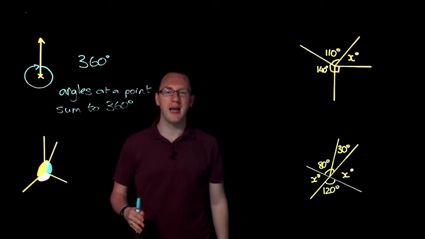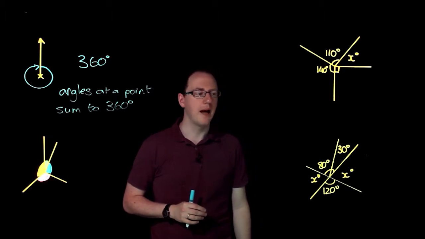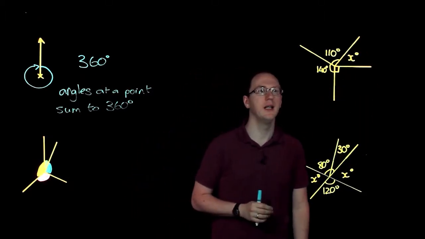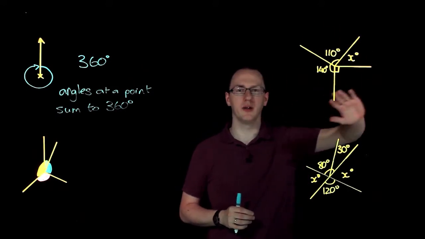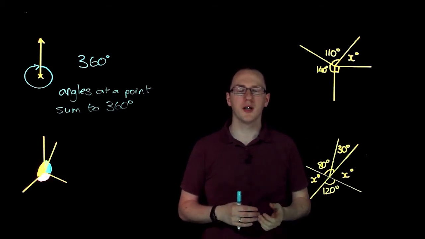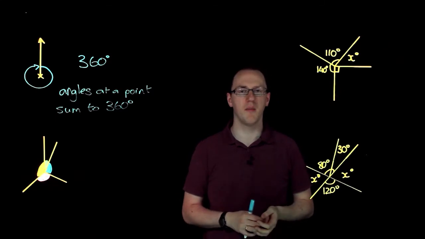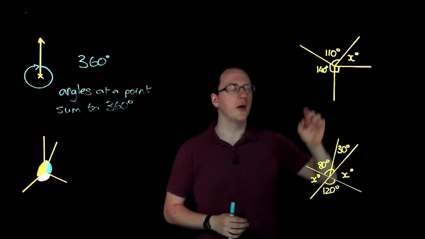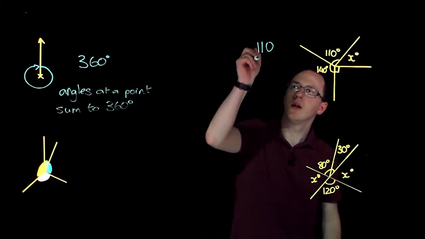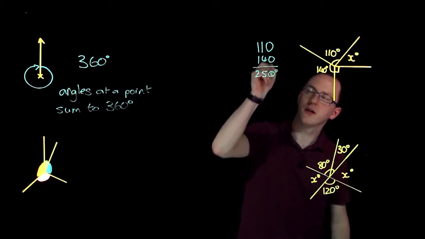Well, let's try to apply that knowledge to this diagram over here. I'm asked to find x. I want to know what all the angles that aren't x are, and then work out what needs to be added on to make 360, or 360 take away the sum of the other angles. So here I have 110 and 140. Gets me up to 250 degrees.